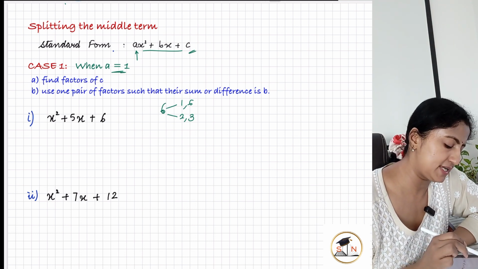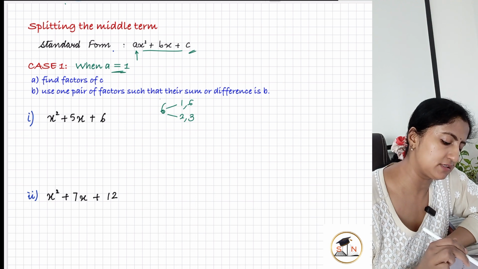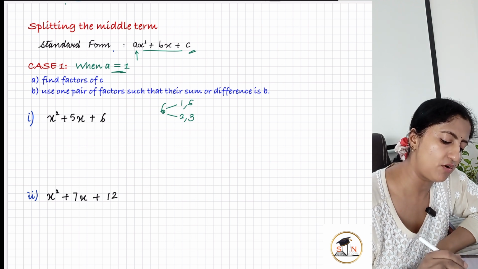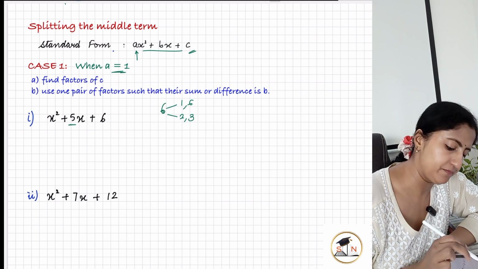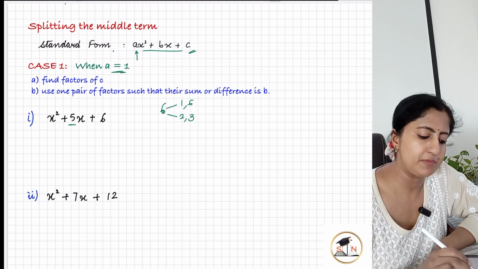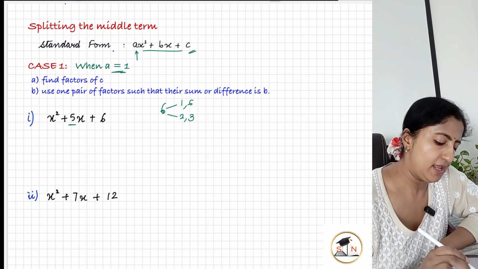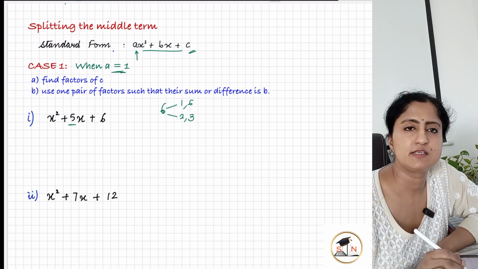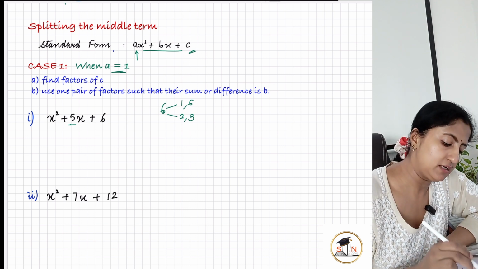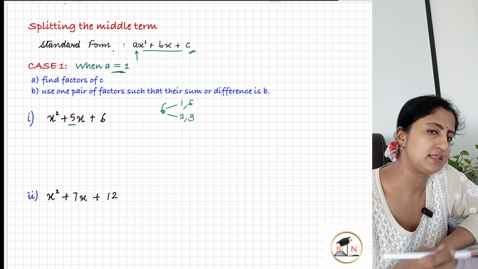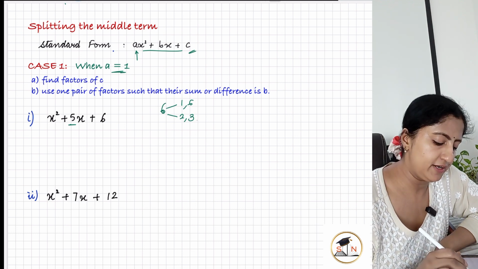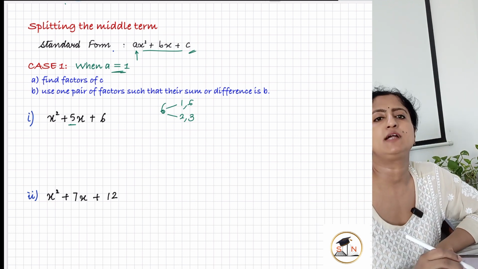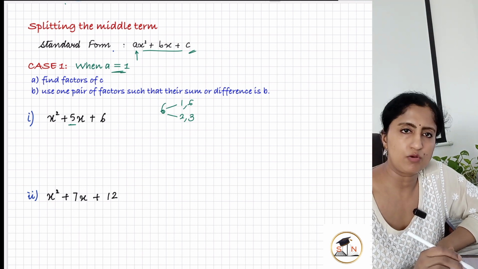Now, the second step says use one pair of factors such that their sum or difference is B. That is 5 over here. Now, if I do 1 plus 6, that is 7. If I do 2 plus 3, that is 5. But if I do 1 minus 6, that is minus 5, or 6 minus 1, that is 5. And if I do 2 minus 3 or 3 minus 2, that is negative 1 or 1.